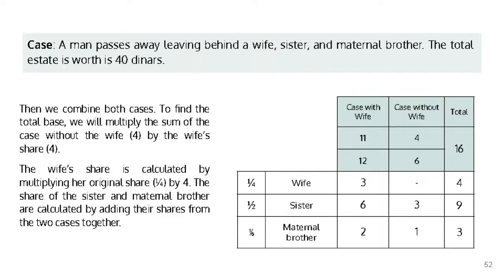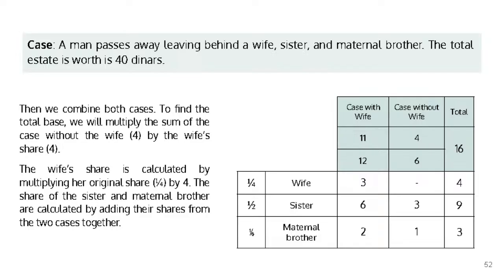A man passes away, leaving behind a wife, sister, and paternal brother. Total estate is 40 dinars. So what we have to do first is 2 cases, with the wife and without the wife. Why? Because we cannot redistribute to the wife. So we first find out what the original case is, then do another case without the wife, then combine both cases to figure out the total. This is a little more tricky, which is why it's trickier in this case.